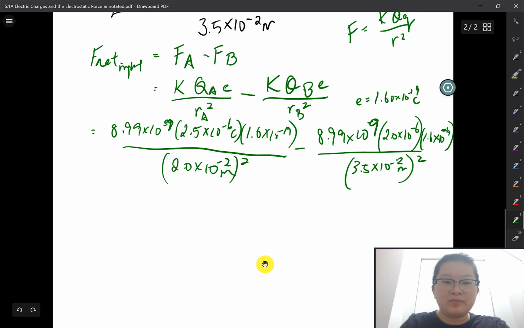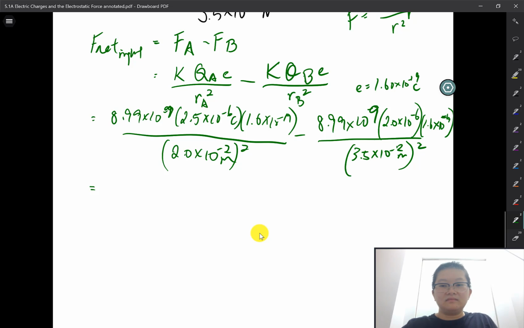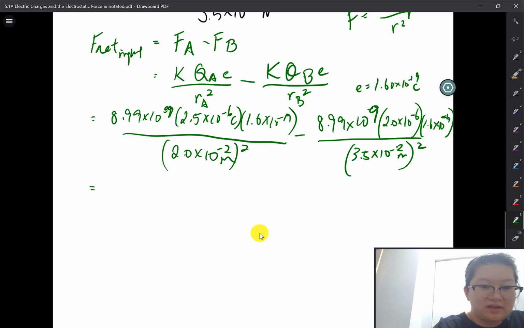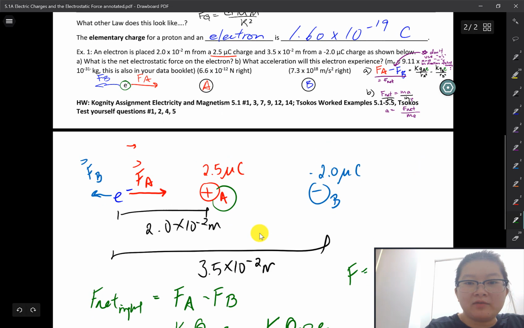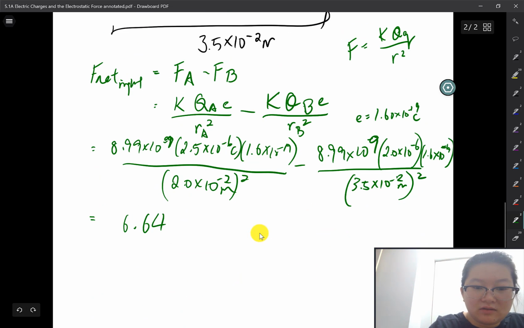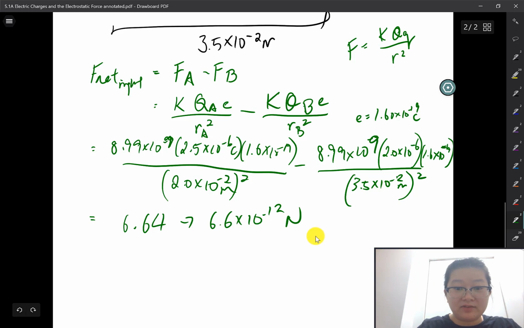This next part is just putting all this into the calculator, so if you want to spare the boring part, you can skip this over. I'm just going to do it on my calculator down here, so it saves us a little time. I get 6.64, which I'm going to round to about 2 sig figs. So 6.6 times 10 to the power of negative 12 newtons. I'm going to store this on my calculator because we're going to need it for the next one.